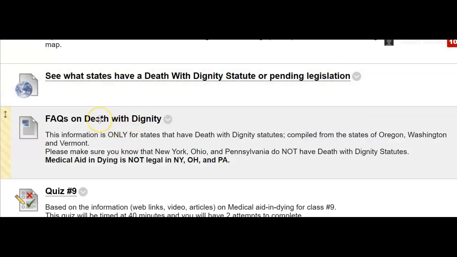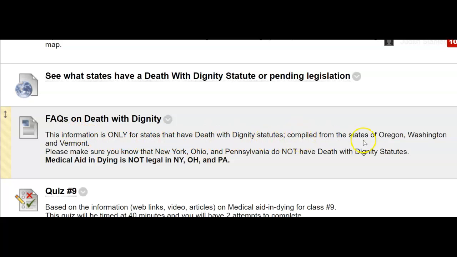And here's another Death with Dignity frequently asked questions. Again, all of this information is coming together to help you best understand what states have death with dignity statutes, what does that mean, what needs to be followed, etc. Again, this frequently asked questions is information only for states that have these statutes, that have these laws.